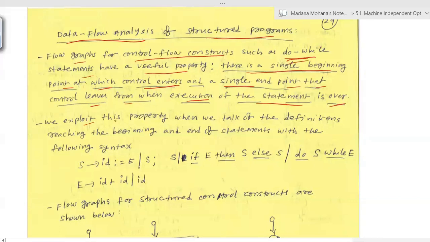So we exploit this property when we talk of the definitions reaching the beginning and end of statements with the following syntax. This is the production corresponding to do while. S derives ID colon equal to E, or S semicolon S, or if then else, then do while. Then what is E here? E derives ID plus ID, or ID. So this is one grammar which shows the control flow constructs.